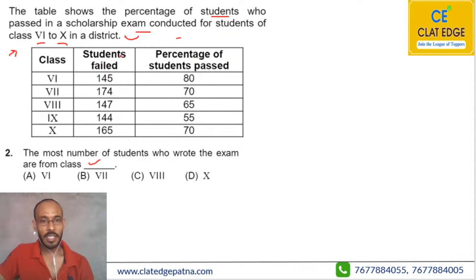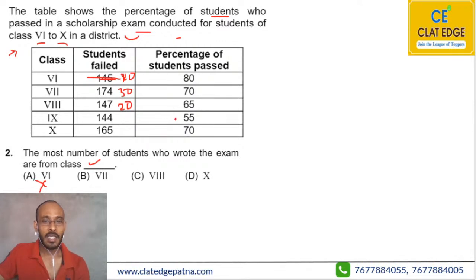So here you can check that in percentage which value is lower, and in students which value is more, right? In other words, suppose this is 20%, and this 20% is 145. This is 30%, and 30% is 174. This is also 20%, and this is 147. So if this 20% is more than this 20%, this cannot be the answer. So class 6 cannot be your answer, so option A cannot be your answer.